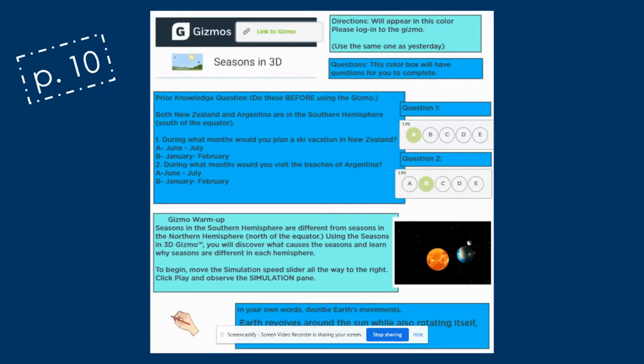All right, moving on. Page 10, basically some of the prior knowledge to work off of was just the fact that if you were to plan a ski vacation in New Zealand, you would actually want to do that in July. The months that you would want to visit the beaches of Argentina would actually be in January and February, okay? The warm-up basically just had you see how the simulation worked. It should have been some type of response close to the Earth revolving around the sun while it rotates itself, and so on and so forth. That's what determines the different seasons.